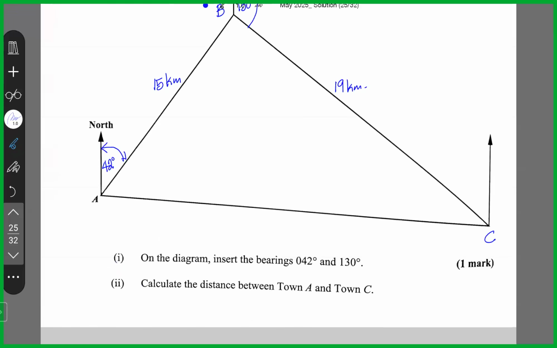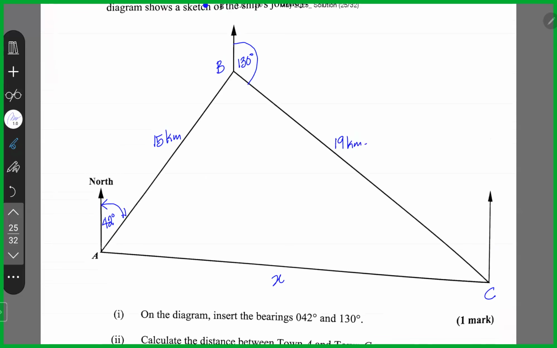On the diagram, insert the 42 degrees and the 130 degrees, and calculate the distance between town A and C. So we need this distance here. To get this distance, I first need this angle here, which we can find, especially if we extend this line.